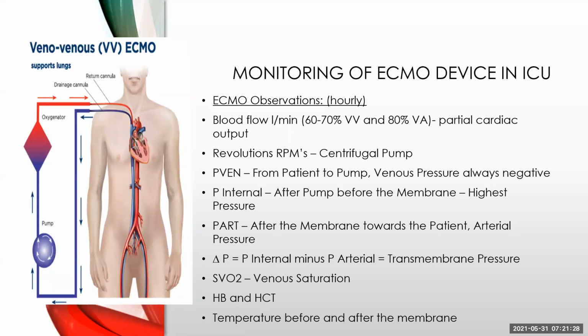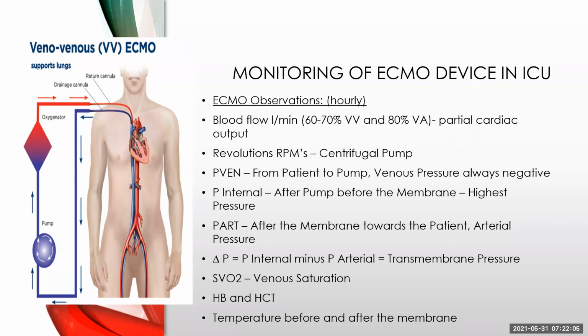So you're going to do your ECMO observations hourly, and there's a few terms that you have to be sure of, that you have to be on the lookout for. So first of all, the blood flow. You're going to observe your blood flow in the patients, and that is actually partial cardiac output. So in the previous parts that we've handled, you have to work out or know your patient's cardiac output. So if you have calculated your patient's cardiac output, then on VV ECMO, we're going to take care of 60 to 70% of that total blood flow or cardiac output of the patient.